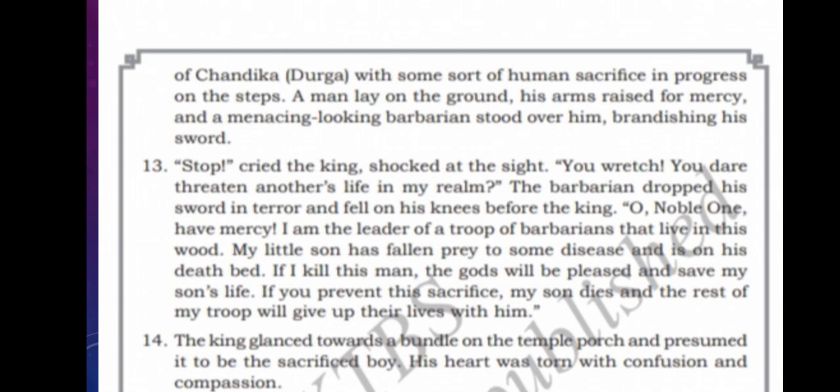The barbarian dropped his sword in terror and fell on his knees before the king. So the barbarian who was killing the other man came to Meghavahana and said, "O noble one, have mercy. I am the leader of a troop of barbarians that live in this wood. My little son has fallen prey to some disease, so I am killing him. If I kill him, the goddess Chandika Devi will make my son healthy, or my son dies."